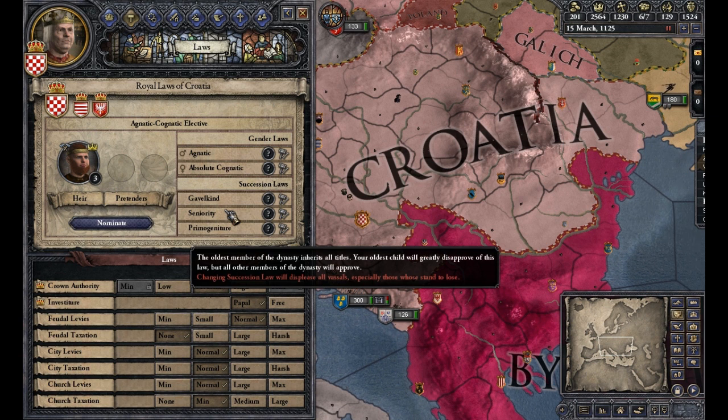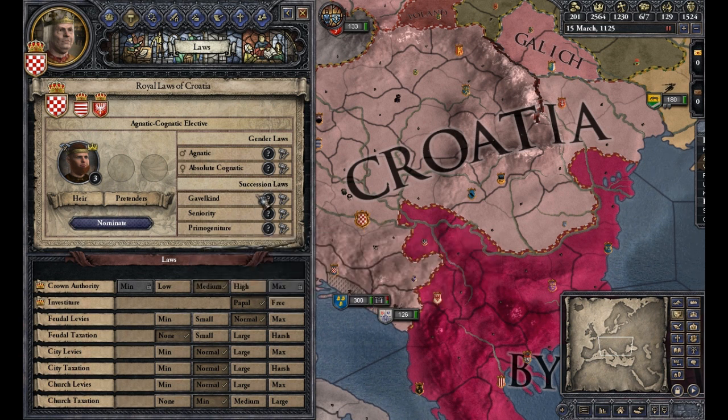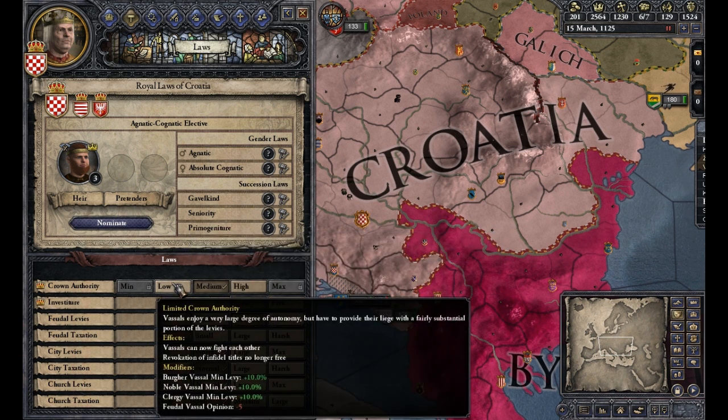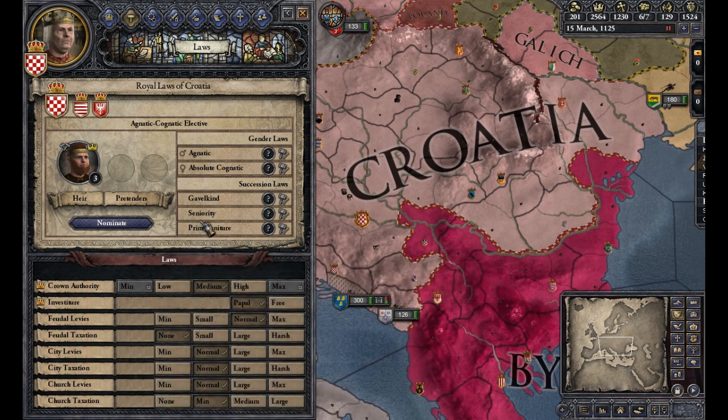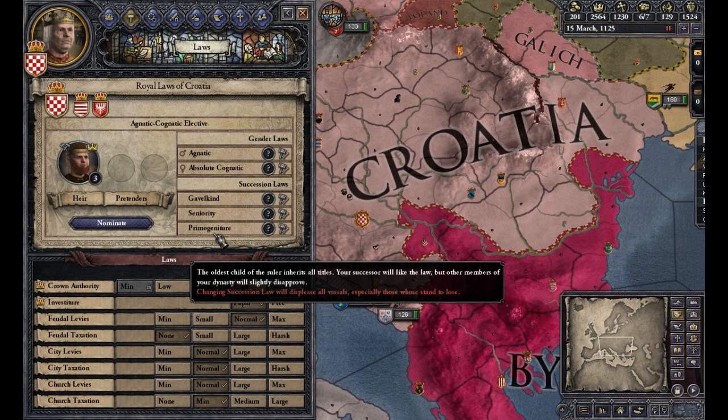Seniority is probably the one I'm the least clear on, but I do know that it can really screw you over sometimes. One of the negatives about seniority is you have to have medium crown authority, which puts more pressure and negative impact towards your vassals. So if you're sitting in low crown authority for seniority, you have to bump up to medium. Now primo is the last one.